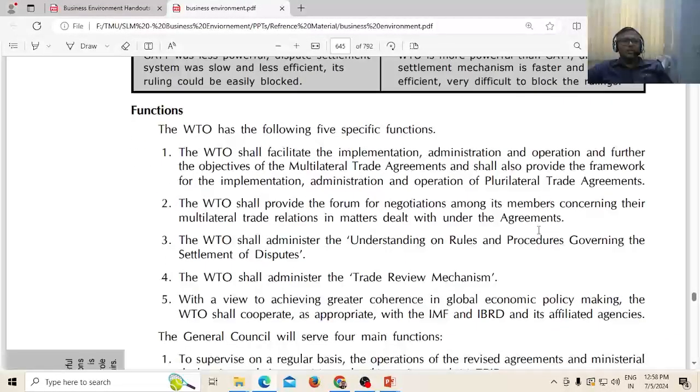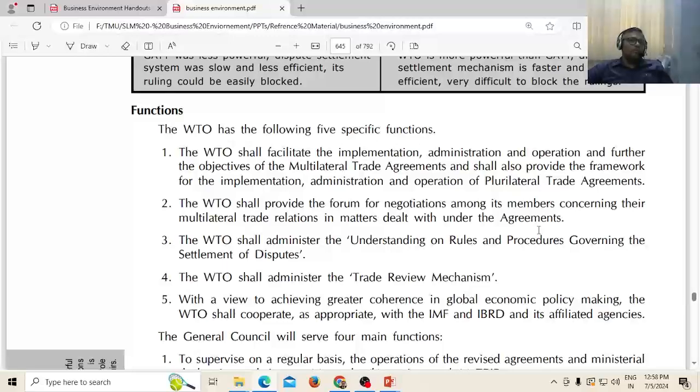Thus, the functions. The WTO has the following five specific functions. The WTO shall facilitate the implementation, administration, and operation, and further the objectives of the multilateral trade agreements, and shall also provide the framework for the implementation, administration, and operation of the plurilateral trade agreements.